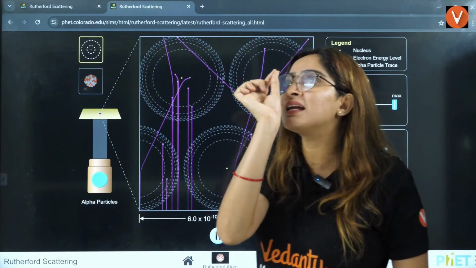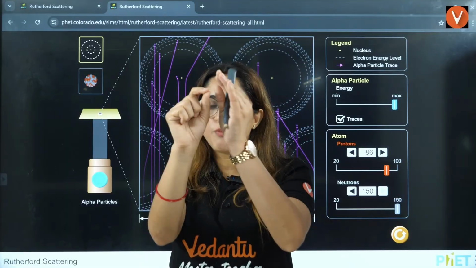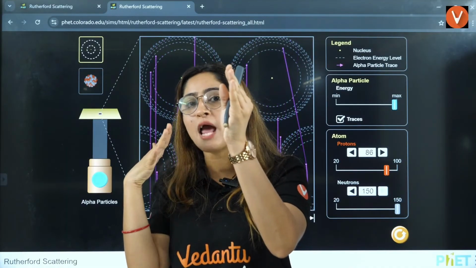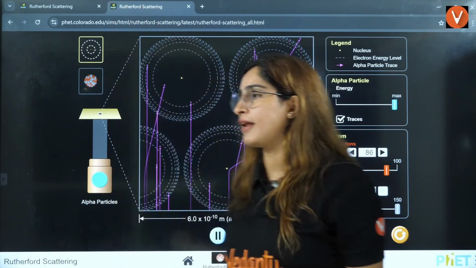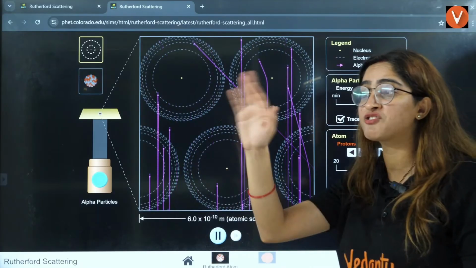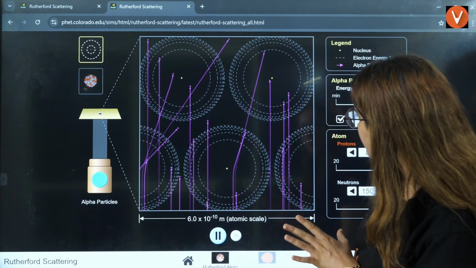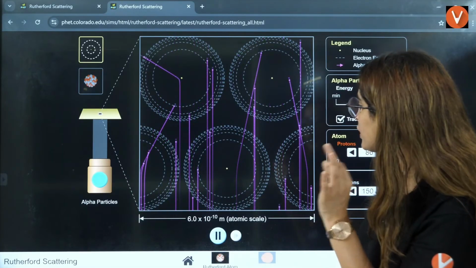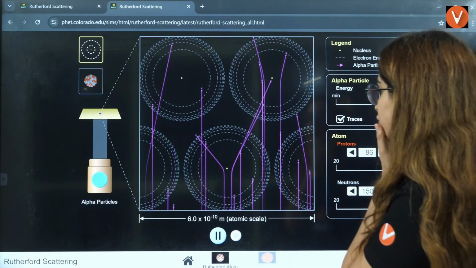There is a very minor space that has positive charge, but as soon as the alpha particle goes even near to it, it will start deflecting and changing its path. Now, I don't know if you have seen any bounce back yet. One in 20,000 will bounce back. That we have to wait for.